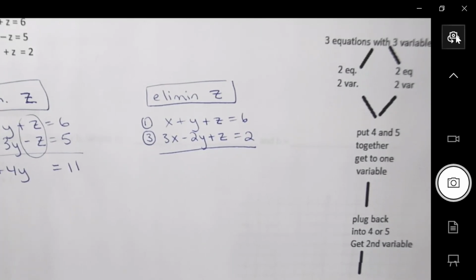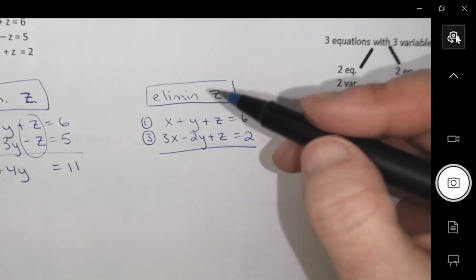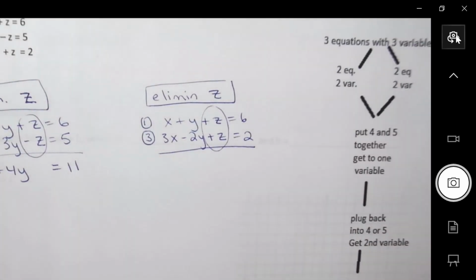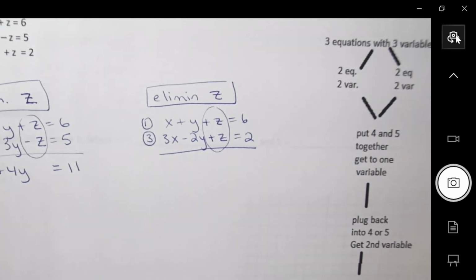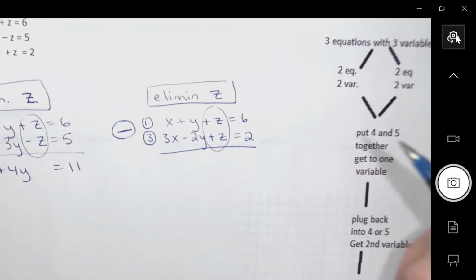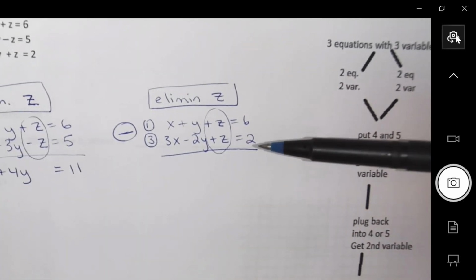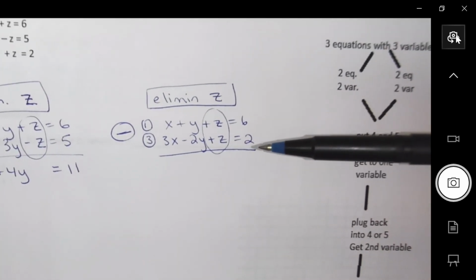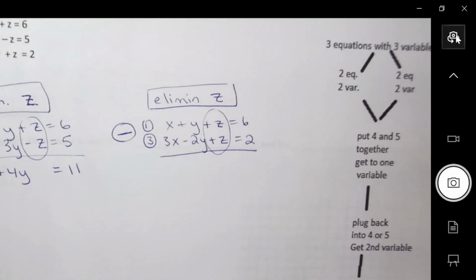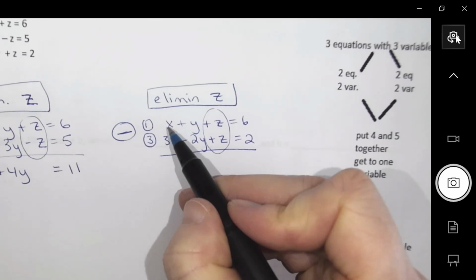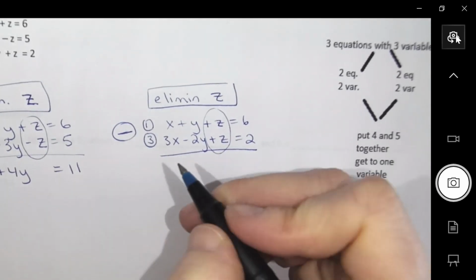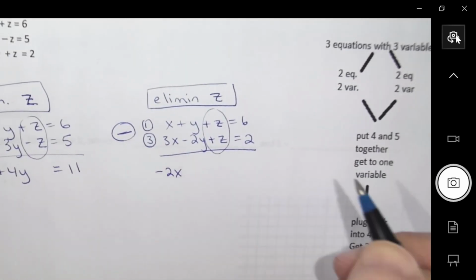Okay, so why did I pick 1 and 3? Because how do I get rid of the Z's on this one? Subtract. Here's what I always tell everybody: if they look the same, subtract them. So if they were both plus, then you'd have to subtract. So if they're the same, you subtract. Okay, be careful here. What is 1x minus 3x? Negative 2x.